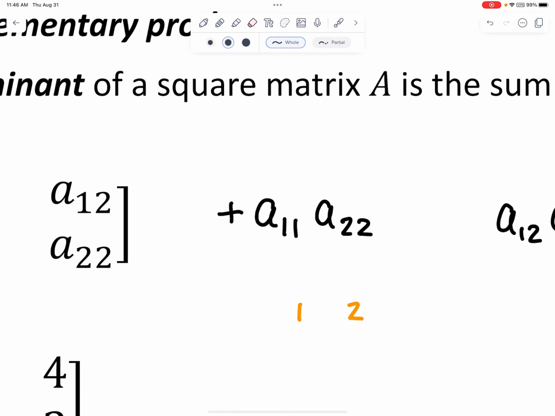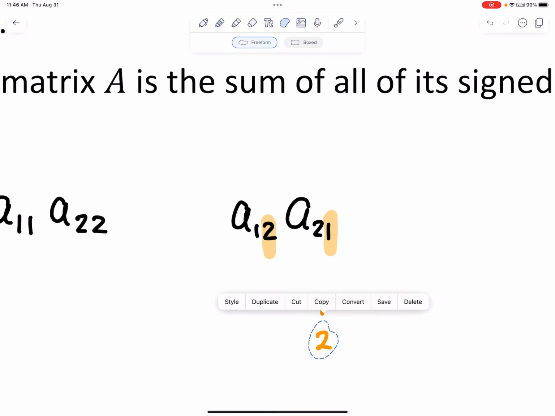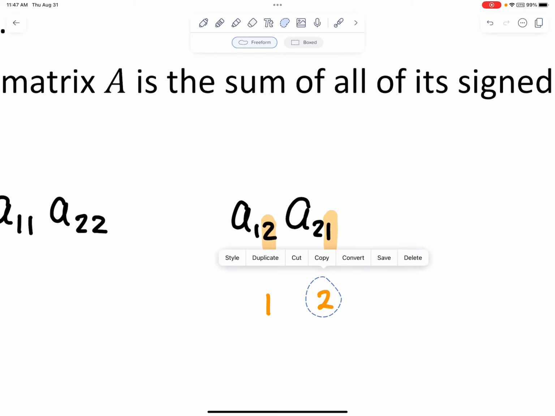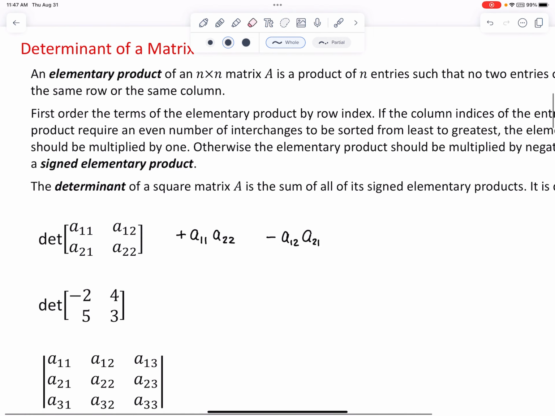Now let's look at the second elementary product. Focus on the column indices. Notice that they are out of order. We have a 2 and a 1, so this would require 1 interchange of these numbers. There's the interchange: we switched the 1 and the 2 in order to order them. One interchange is an odd number, and an odd number of interchanges required to sort the column indices means that we should multiply this elementary product by -1. These are the two signed elementary products.